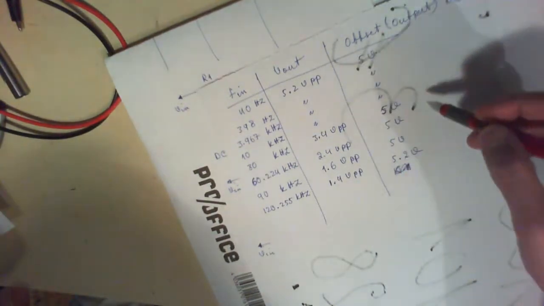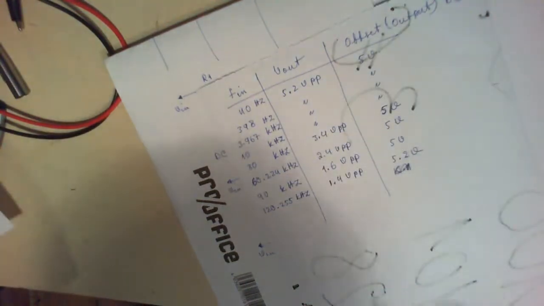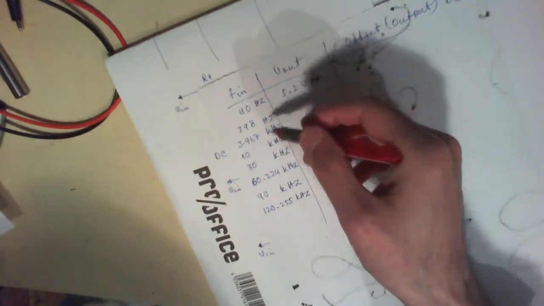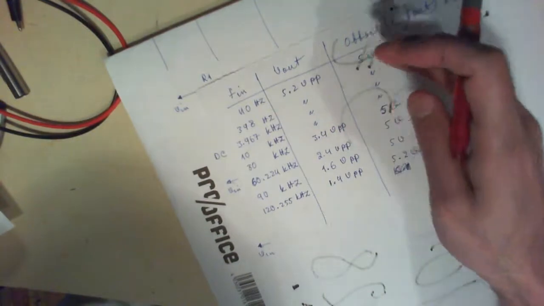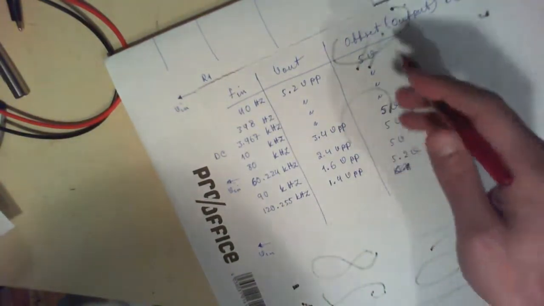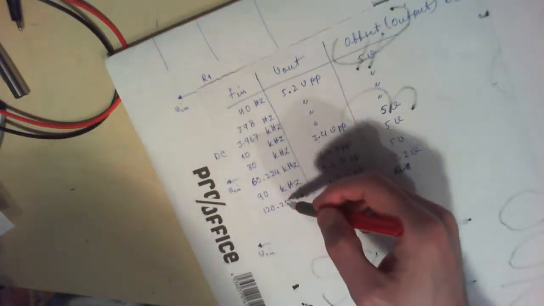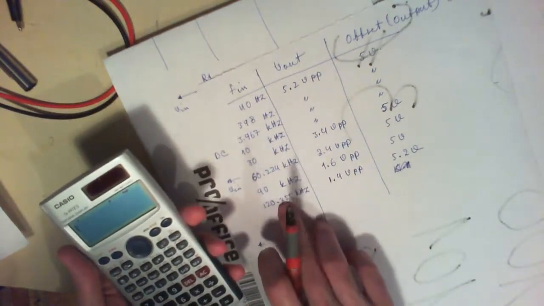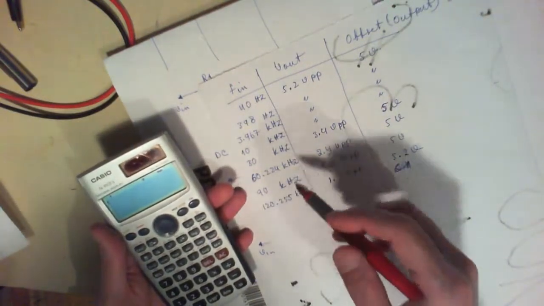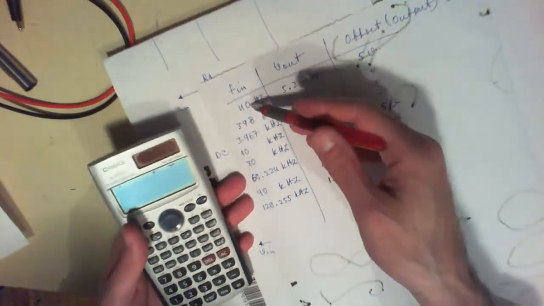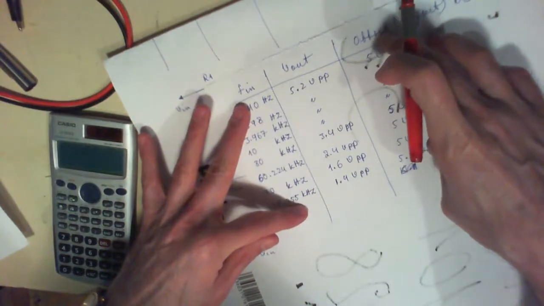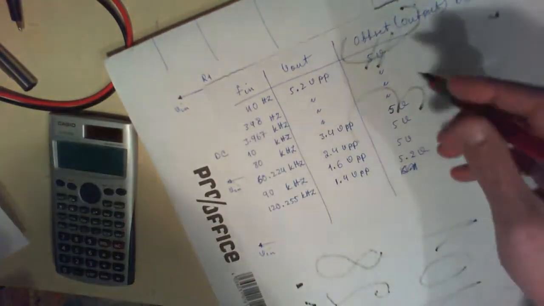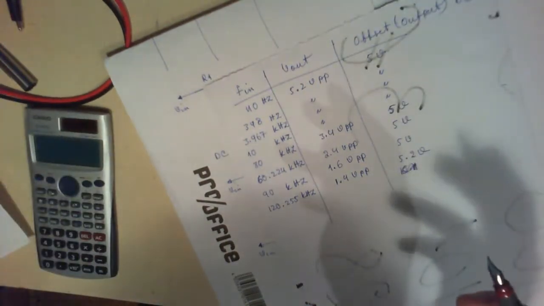So we can safely assume that with the changes in frequency, from 40 hertz all the way up to 120 kilohertz, the offset DC voltage is actually not changing. It goes from 5 to 5.2 volts, so it's not that much of a change. The change in frequency was about 120,000 hertz, and the change in voltage was only about 0.2 volts or so. So it's not really that important at all.